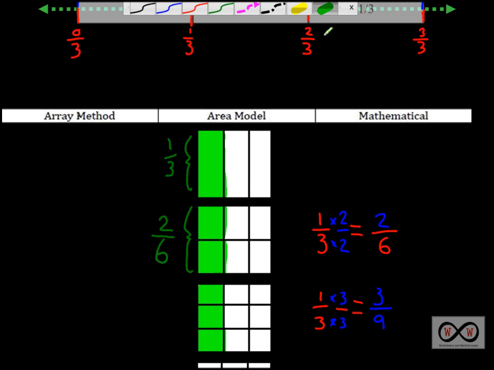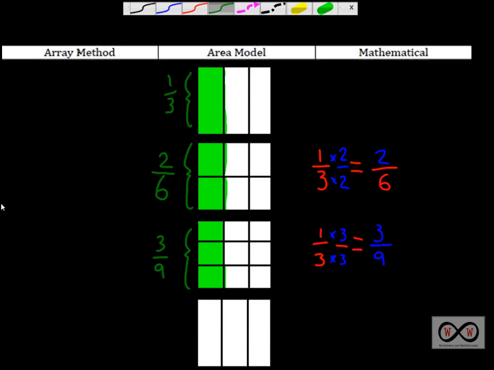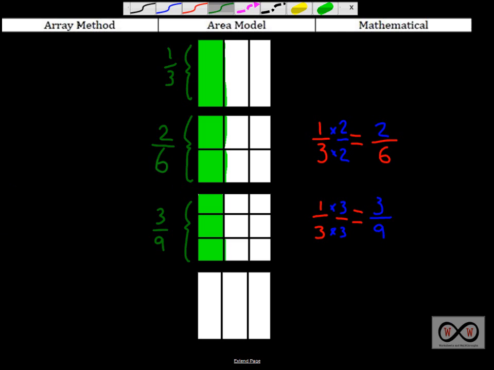So now we'll just label this fraction over here. This one would be 3/9, 3 out of 9. And then go down here, and we'll start off mathematically as well. You can probably see the pattern. We start off with 1/3, 2/6, 3/9. So we'll start off with 1/3 again.